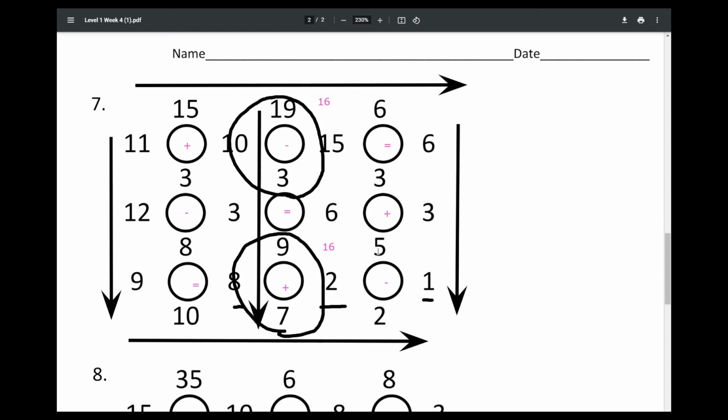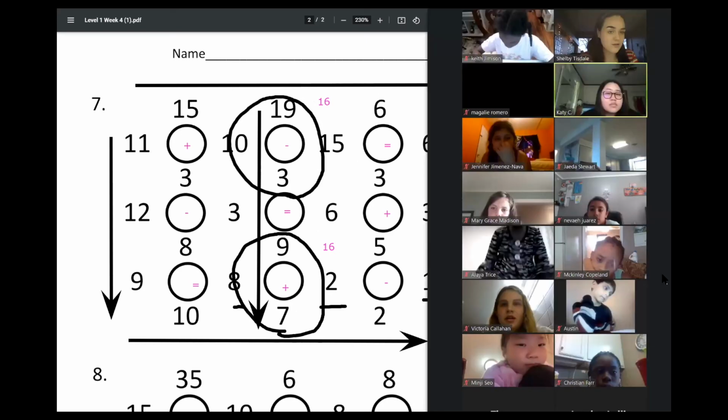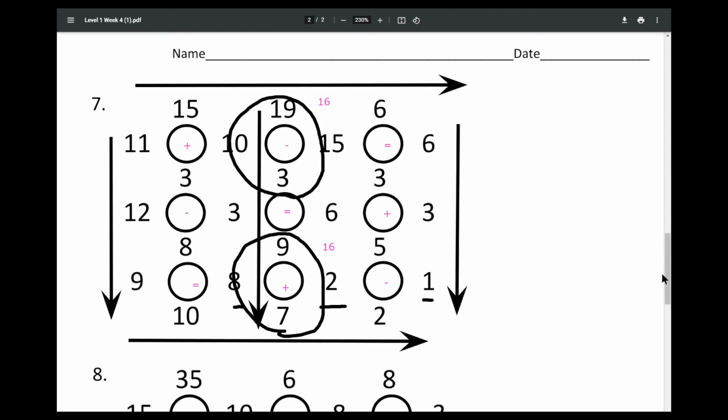Does anyone not understand? It's okay if you don't. McKinley, do you have a question about it? I don't understand it. All right, so McKinley, can you tell me what 19 minus 3 is? 6. Are you sure it's 6?